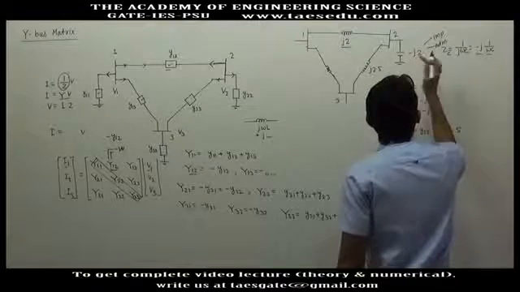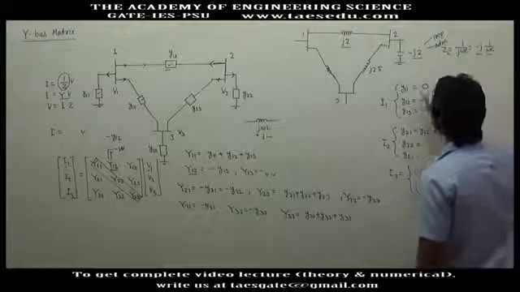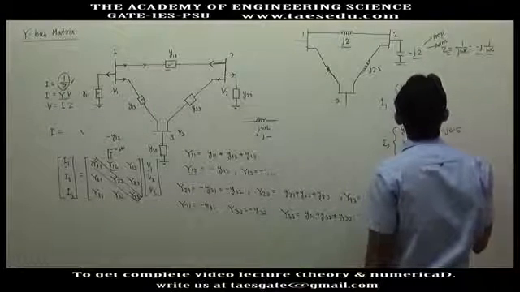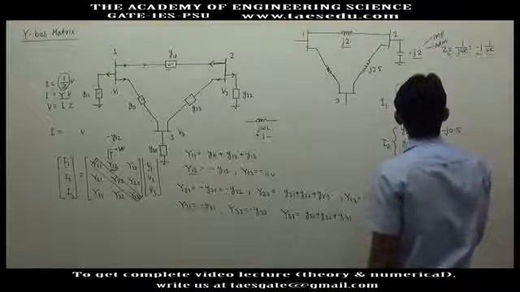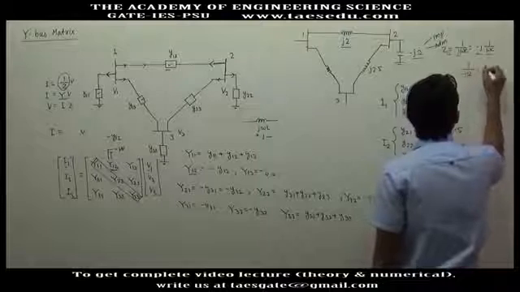So if minus j is given, this will be impedance, and y22 is admittance. So you need to take the inverse of it. So the inverse of 1 by minus j2 will be j 0.5.